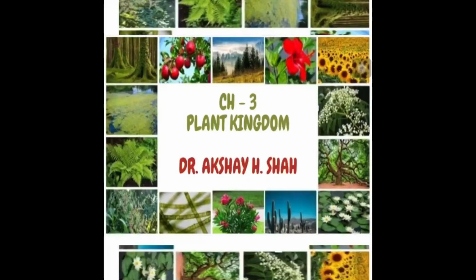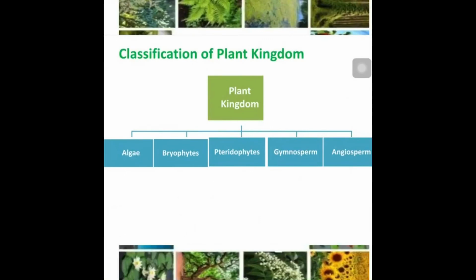In the previous session, we were discussing chapter number 3. It's plant kingdom. In this plant kingdom, you have learned regarding the classification of plant kingdom. The plant can be divided into 5 main classes. The first, algae. Second, bryophytes. Third, pteridophytes. Fourth, gymnosperm, and the fifth one is angiosperm. As you go from algae to angiosperm, the complexity of living organism gets increased. So that we have discussed in the previous session.